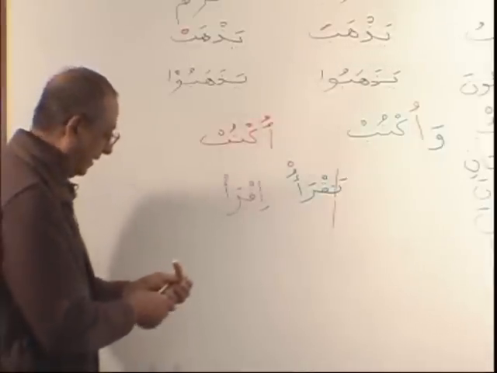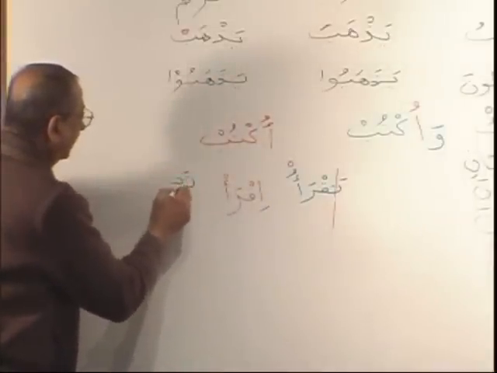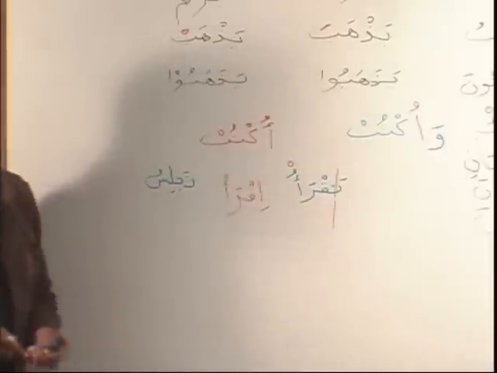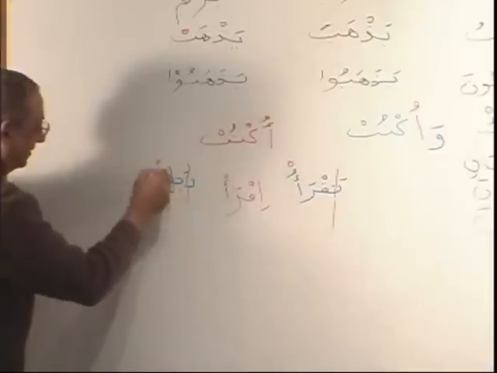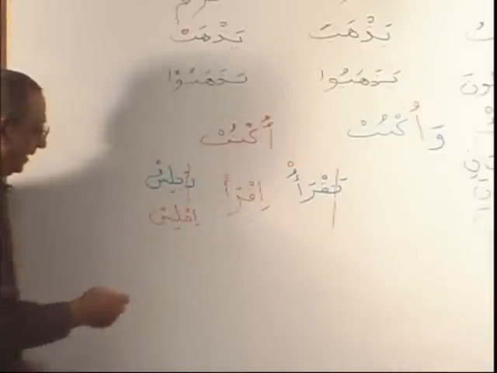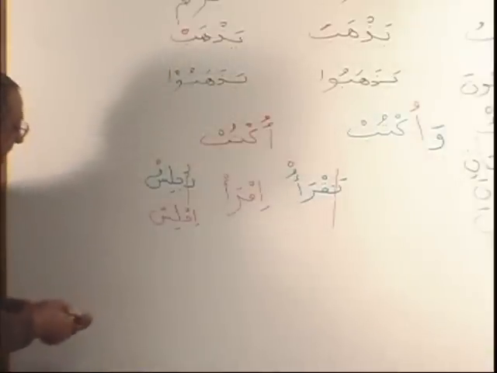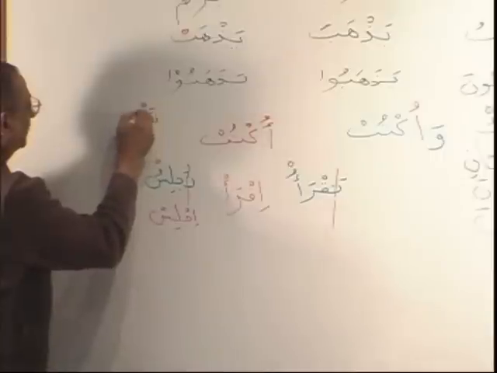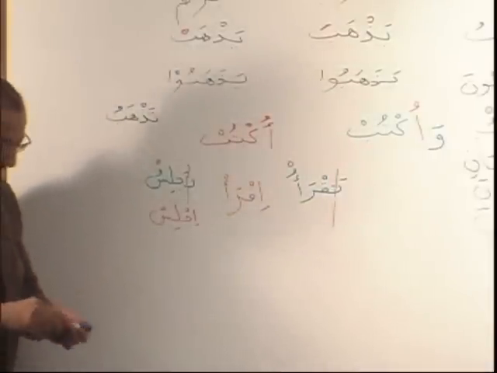Now, I say to you, Tajlisu. What will be the amar? Ijlis. Are you with me? Now you know how to do it. Now let us do one with Fatha. Okay? Tazhabu. How will you make amar? Idhhab.